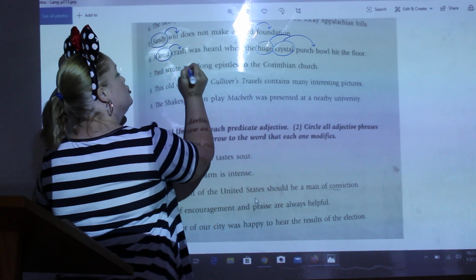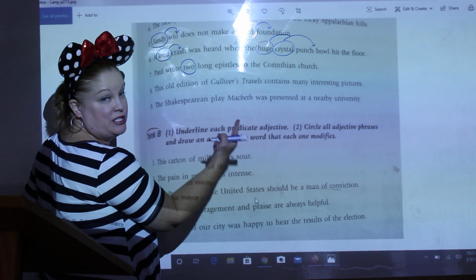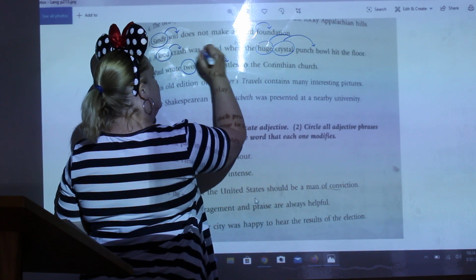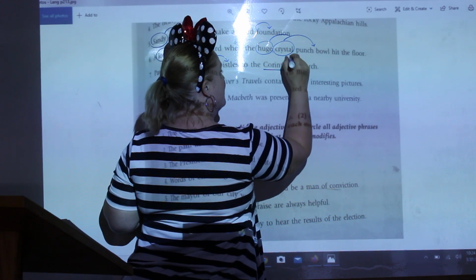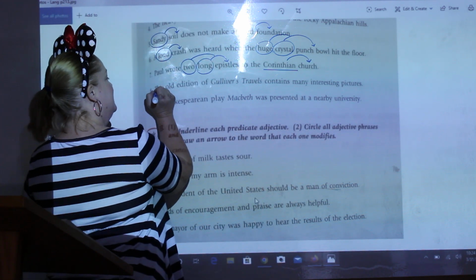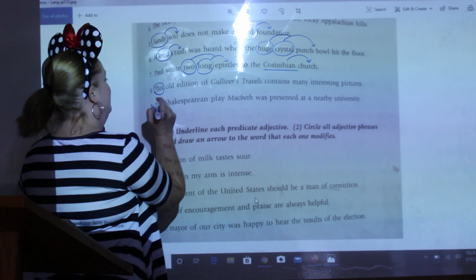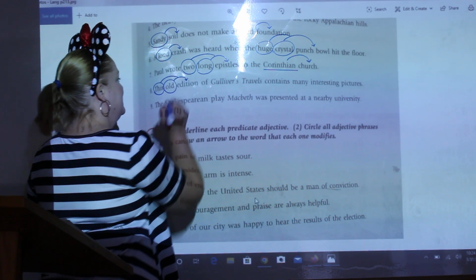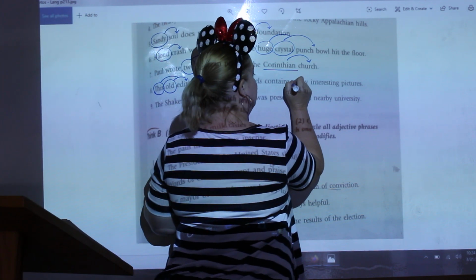All right, Paul wrote 2. Remember, the number that tells how much or how many, that is an adjective. So I hope you did not leave that out. 2 and long, both describing epistles. To the Corinthian, there's a proper adjective modifying church. Okay. This, that tells which one, so that is an adjective. This and old, both modifying addition. Did you catch that one? I hope you did. Of Gulliver's Travels contains many.